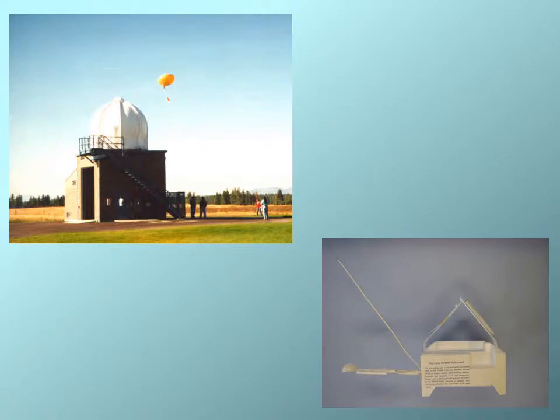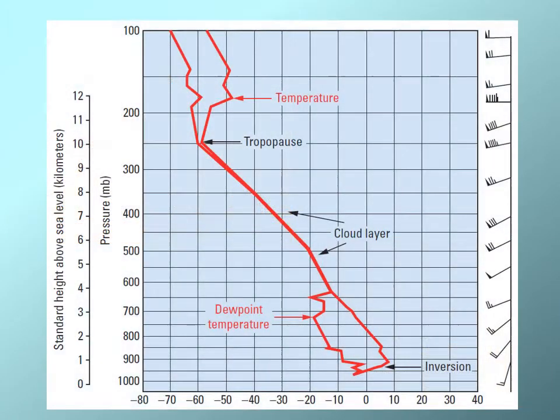Here's one of those stations in the upper left. It's actually releasing the weather balloon. On the right, you see the radiosonde. Luckily, today we have GPS. Most of these have GPS on them, so we can track their location. This is a result of a radiosonde. As you see, it's tracking various weather elements all the way to the top of the tropopause, actually even beyond the tropopause.